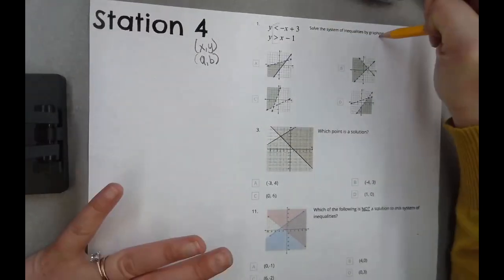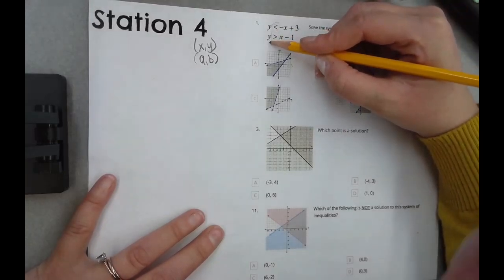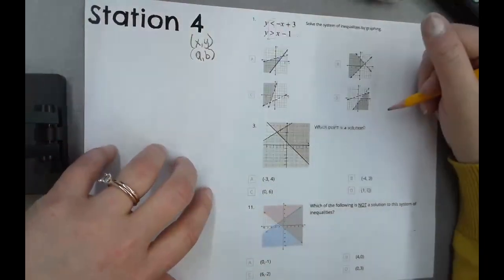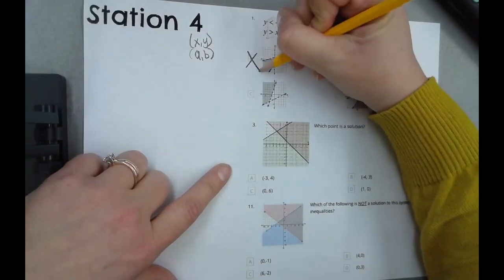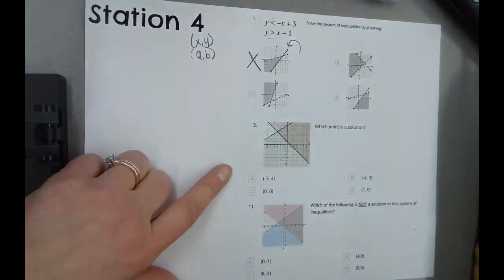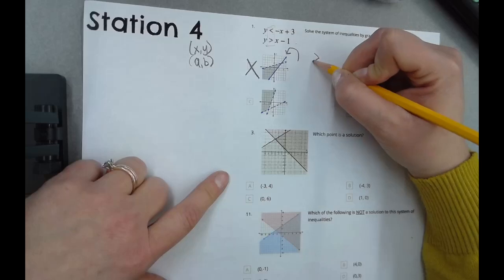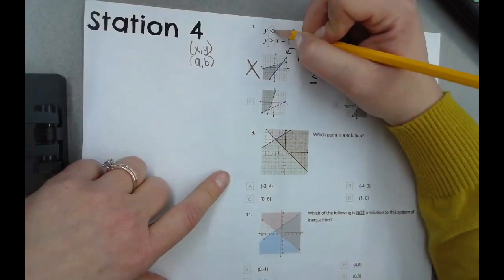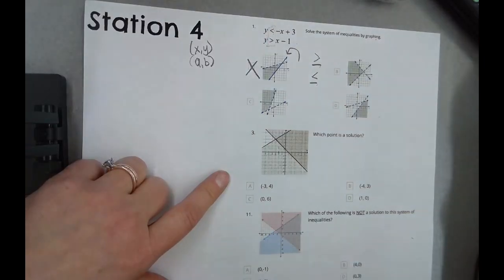Our first one says solve the systems of inequalities by graphing. y is less than negative x plus 3, and y is greater than x minus 1. So the first thing I think we should do is start by eliminating a possible answer choice. The first one that I see we can eliminate is answer choice A. A cannot possibly be a solution because of this solid line right there. Solid lines let us know that one of these two equations should have had the equal to underneath it, right? But this is a less than, this is a greater than, neither one of them says equal to, so we should have only dotted lines.